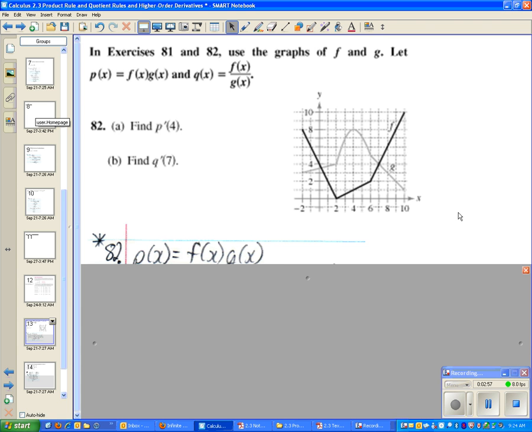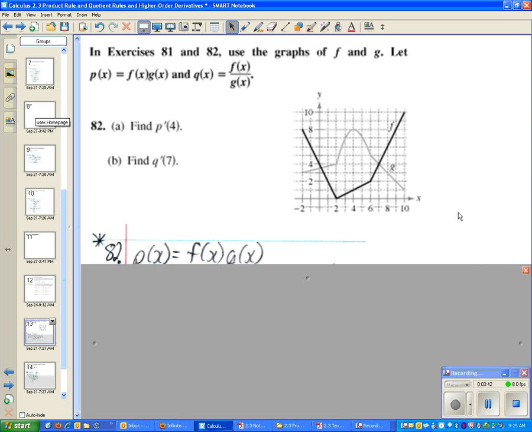So let's see, number 82 is on page 127. It says use the graphs of f and g. Let p of x equal f of x times g of x, and q of x equal f of x divided by g of x. We're going to do part A together. Part B will be part of your homework. So for part A, they want us to find p prime of 4.